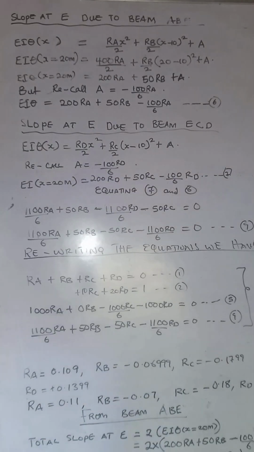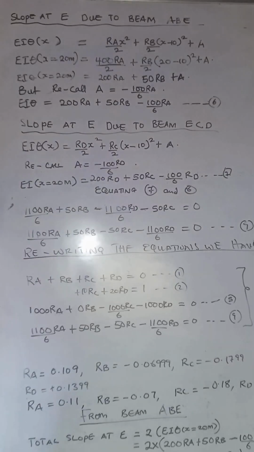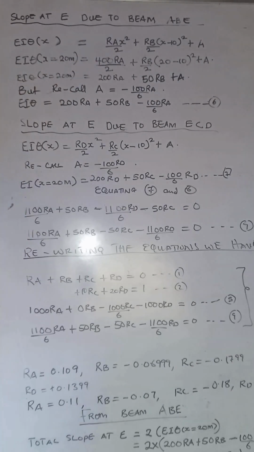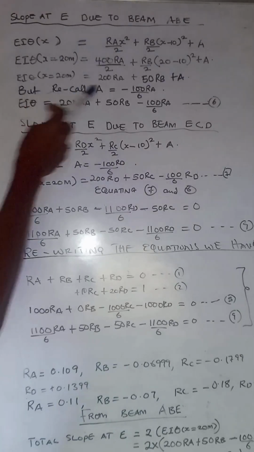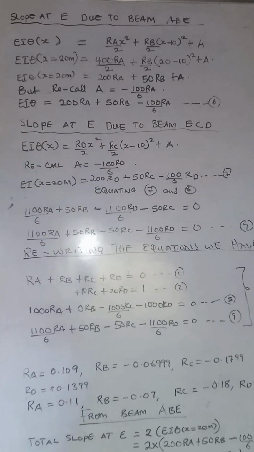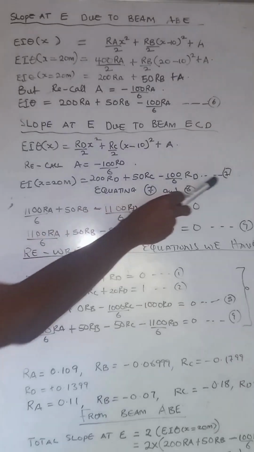Next we are going to say the slope at E due to beam ABE. So call it beam ABE. All right, we write the slope expression in terms of X. We can say the slope when X is 20, we substitute 20 into that expression. We'll have that slope expression to be 200 RA plus 50 RA plus A. Now recall that we have our A, which is 100 over 6 RA. So we can substitute that into A. If we substitute that into A, we'll have the entire expression to be this, which is equation 7.